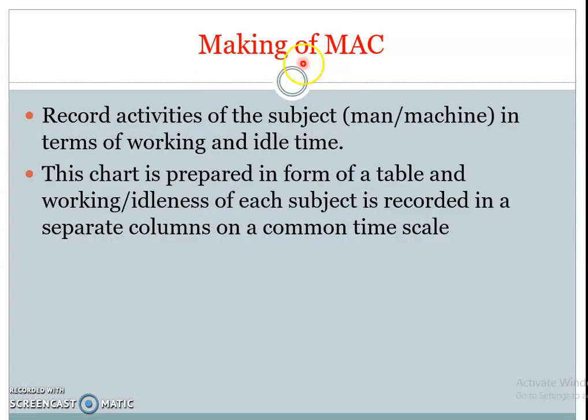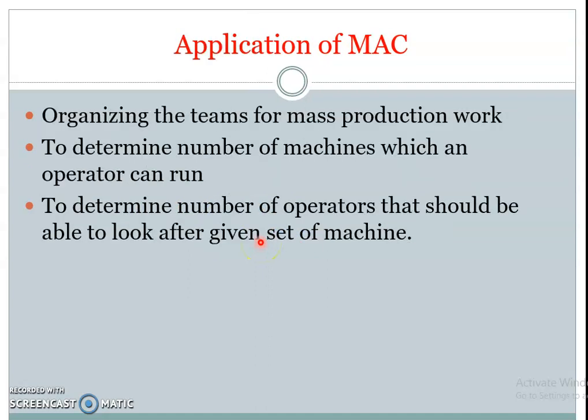So, making of a multiple activity chart. We record the activities of the subject, that is man or machine here, in terms of working and idle time as we have discussed. So this chart is prepared in the form of a table, and working or idleness of each subject is recorded in separate columns on a common time scale. This we have discussed. Now what are the applications of a multiple activity chart?